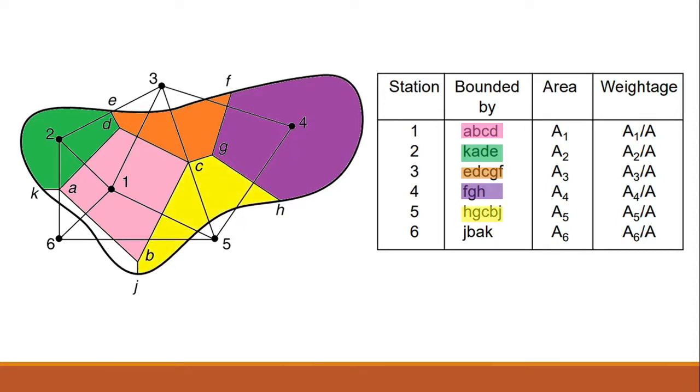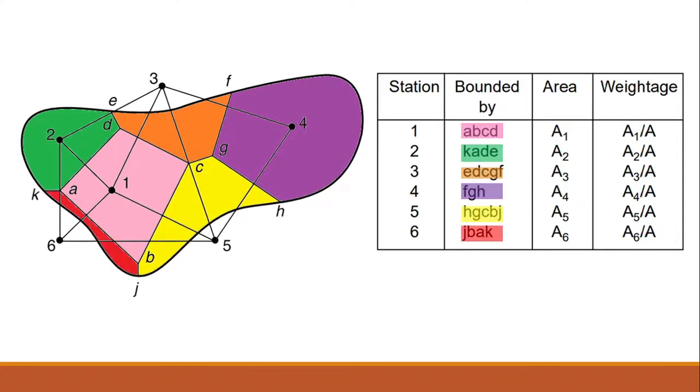And so on. As you can see, polygon ECF, EDCGF, polygon HGCBJ and polygon JBAK have their stations outside the catchment area. However, the reason why these stations correspond to them is because these stations are the ones closest to them. A is the total catchment area.